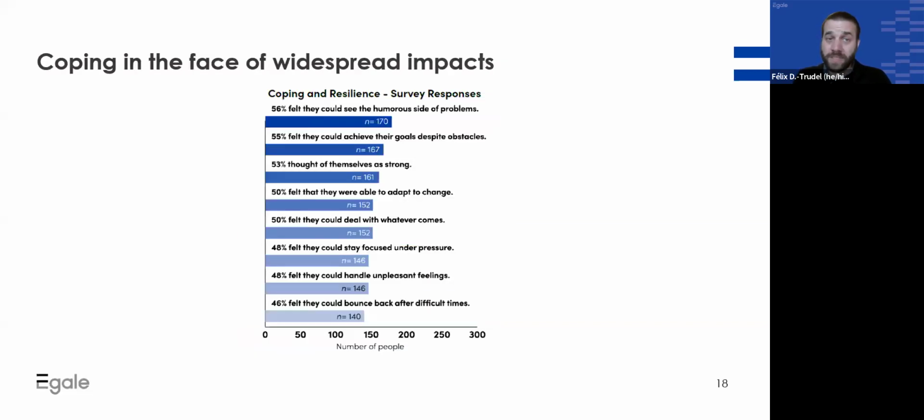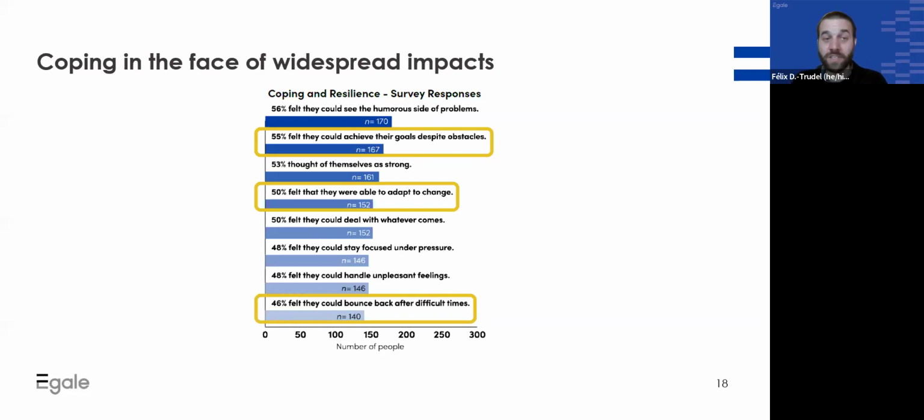In addition to the numbers that we talked about in the previous slide, it has been shown that 2SLGBTQI people are particularly resilient, being able to cope with minority stress and discrimination. In our survey, 55% of respondents, including both service providers and service seekers, felt that they could achieve their goals despite obstacles, including the COVID-19 pandemic. Half of the survey respondents also felt like they were able to adapt to change, a skill that was necessary to power through the challenges that the pandemic imposed on 2SLGBTQI people, and 46% felt that they could bounce back after difficult times.